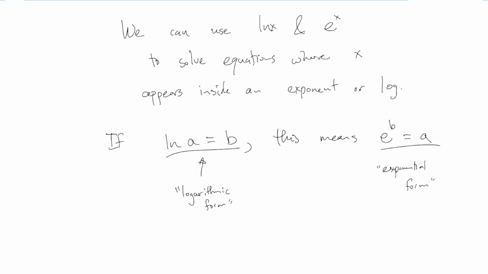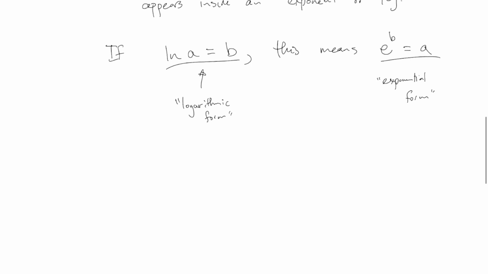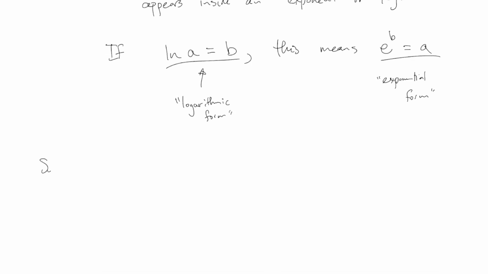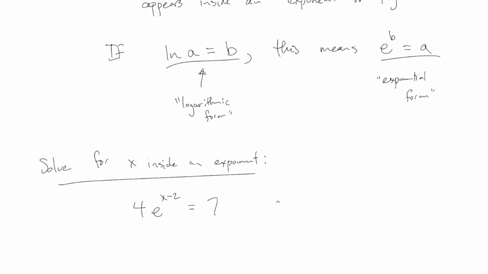And by interchanging one for the other, it can help you to solve certain equations which you have no way of solving in other ways. This is typically the only way to solve an equation where, for instance, x appears inside an exponent. All right, so let's check it out. How about if I wanted to solve for x inside an exponent? For example, this might look something like 4e to the x minus 2 equals 7, and your job is to solve for x.